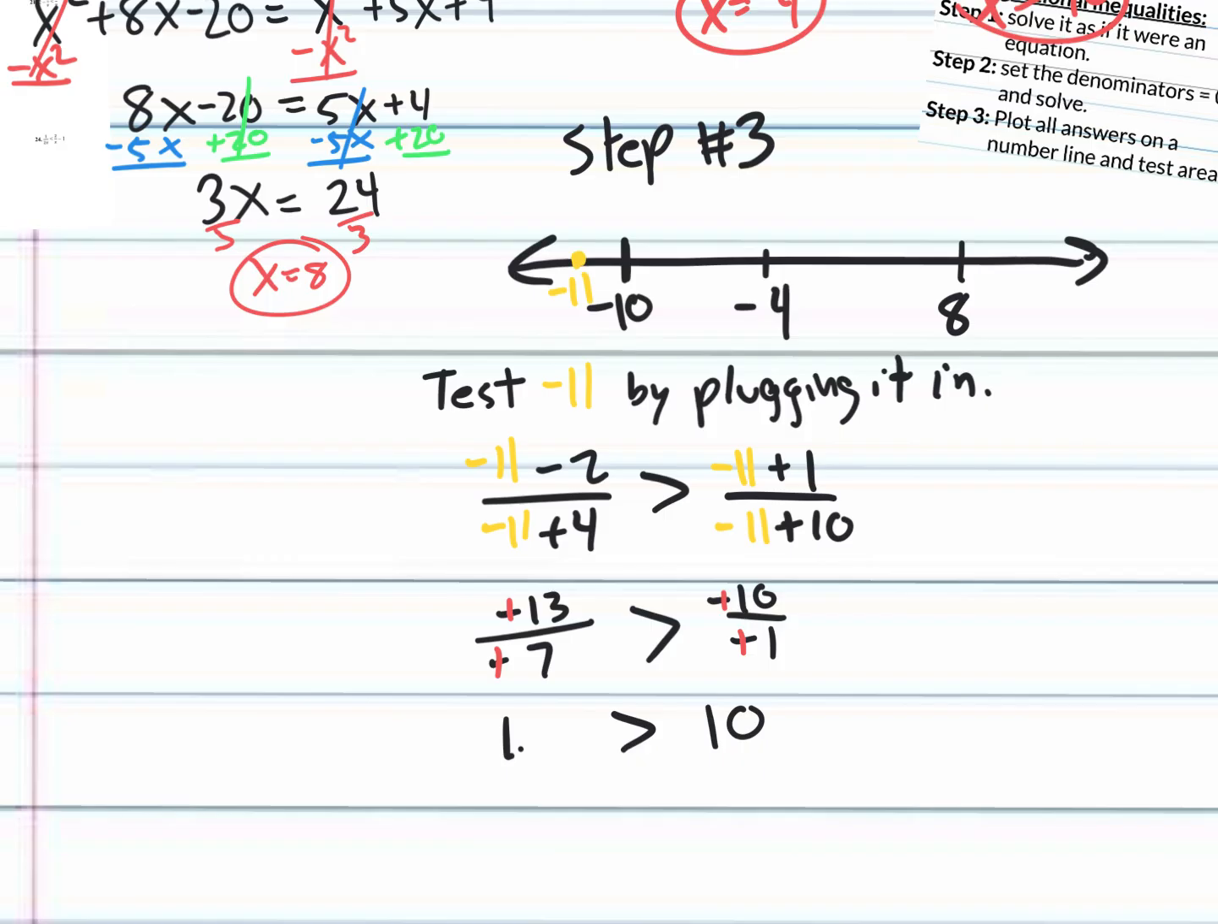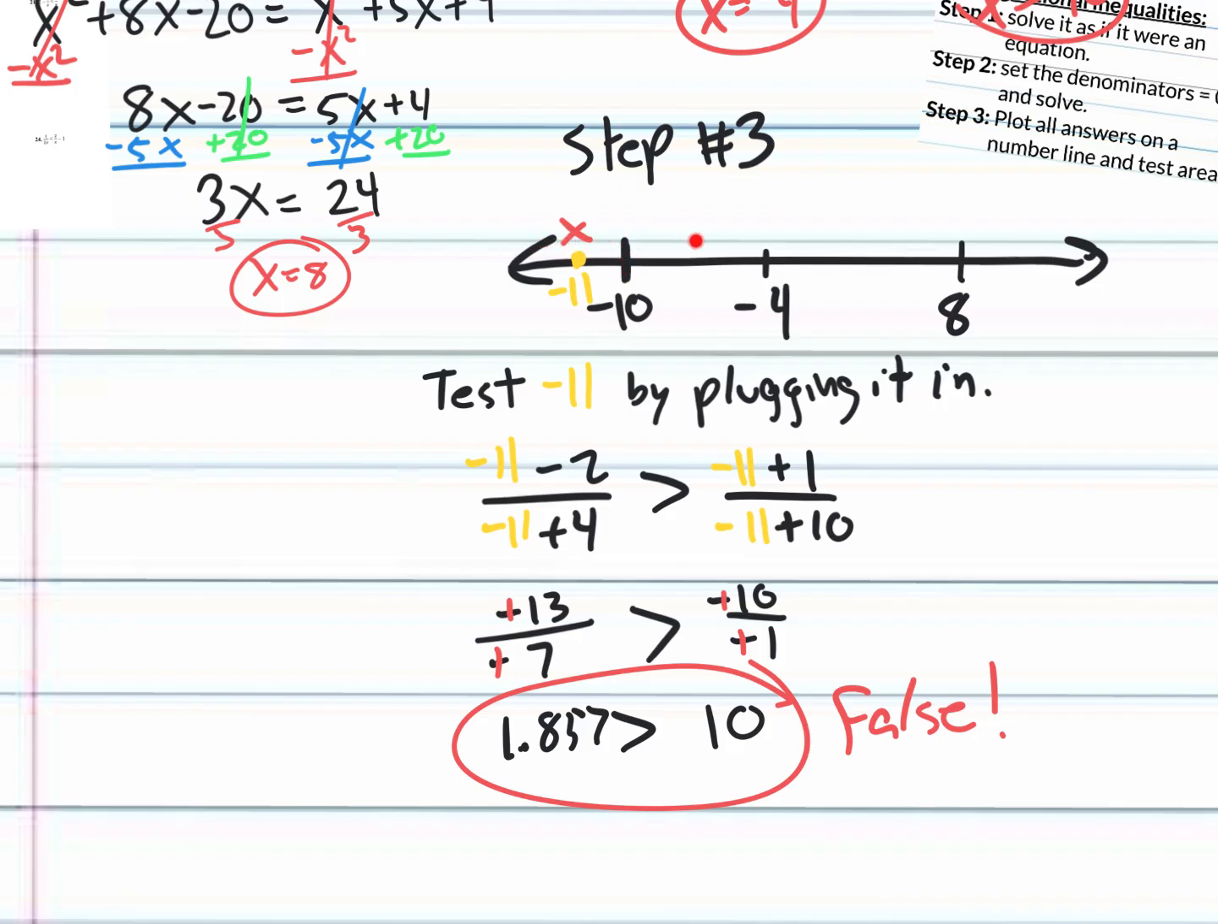Let me be precise here. I don't want to just say 1 point something. So with the calculator, it's 1.857, but we get the idea. 1.8 is not bigger than 10. So this is false. It doesn't work. What does that mean? That this area over here doesn't work. So I'm going to put just a little x like that just to remind me that my inequality is not x is less than negative 10. It's not on the left side.